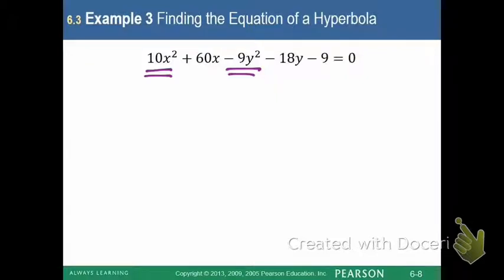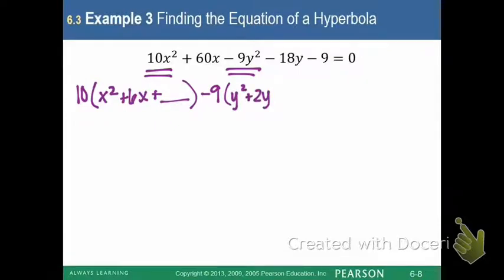Okay, so you remember that you take out your GCF. So for the x's, I'm going to take out a 10. That leaves me with x squared plus 6x plus blank. Here I'm going to take out the negative y. I will always want to take the negative out with it. So that will leave me with y squared plus 2y plus blank equals, and then I'm going to add this 9 over, so I get a positive 9 over here.